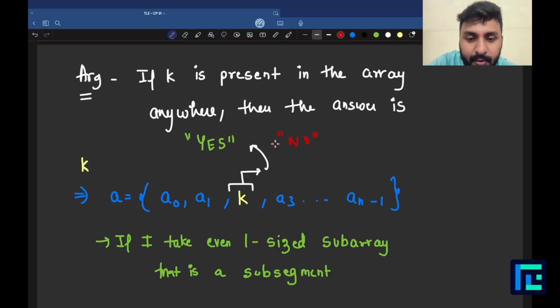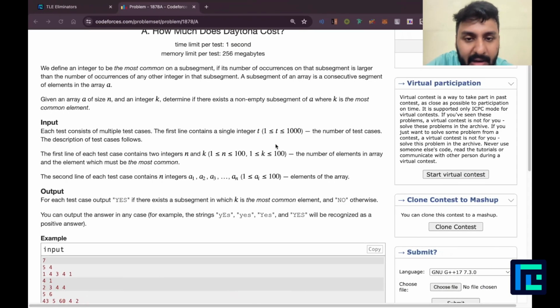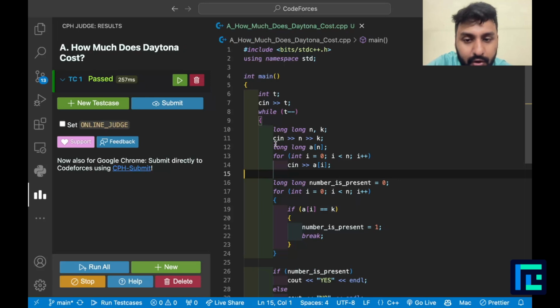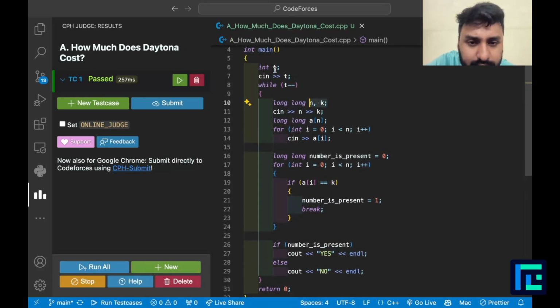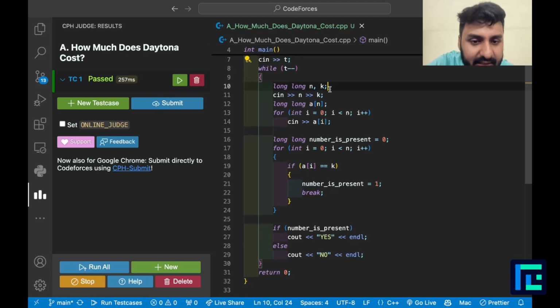I hope this clears. Okay, so what we'll do is quickly look at the code part to understand what process we should follow so that we are able to depict our idea. We have t first of all as input. Then I have n and k, and I have taken the input of the array. So up till here, all I'm doing is taking input.